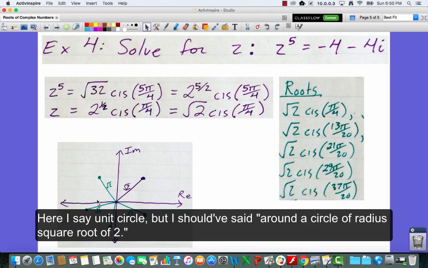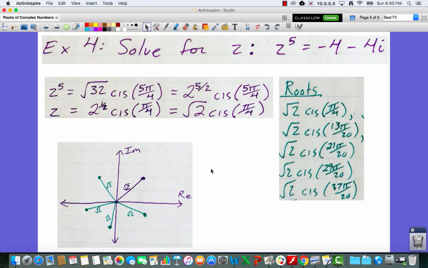All of them are equally spaced around the circle. The purple one is our first one, and we added 2 pi over 5 to the argument of each one, until we had 5 roots. You can check individually that each of these satisfies the equation up here. Maybe this time try it with a calculator.